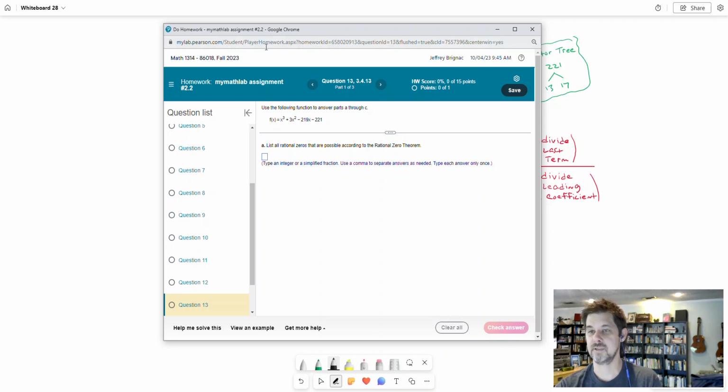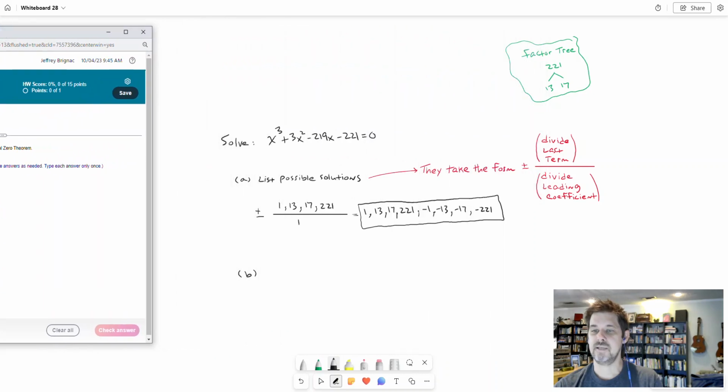We'll work something out. So I'm given this equation to solve, and I'm given the questions in parts. There's going to be parts A, B, and C. Part A says list all the rational zeros possible according to the rational zero theorem. And that, as is sometimes the case in math, makes it sound more complicated than I think it really is. So let me give you my take on this.